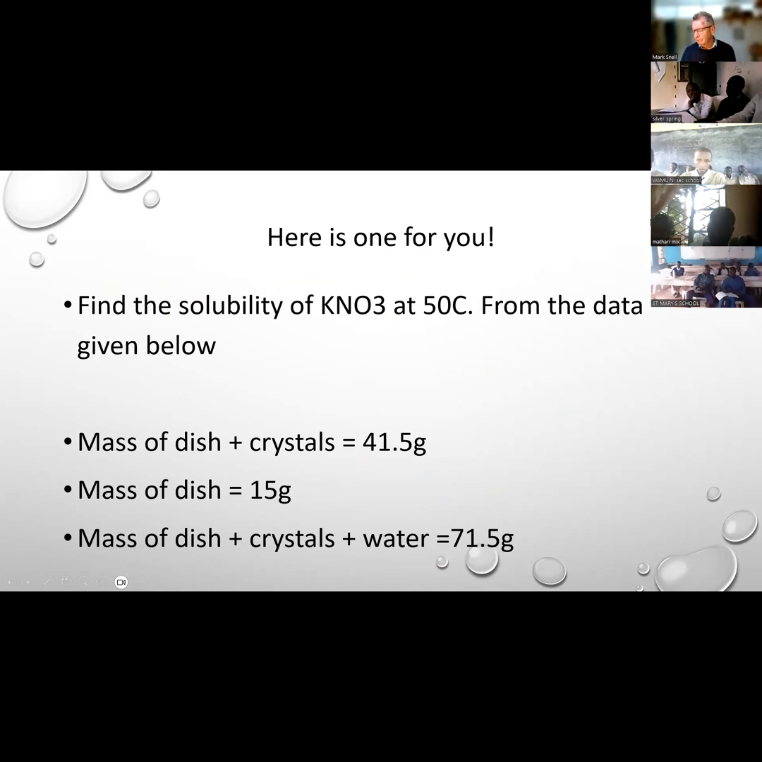Okay, here's one for you. Here's one to try yourselves. Find the solubility of potassium nitrate again at 50 this time.